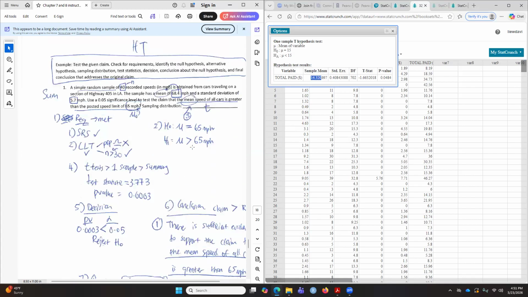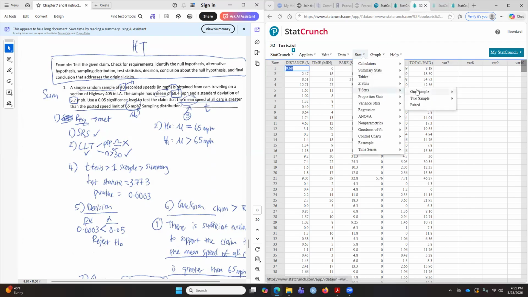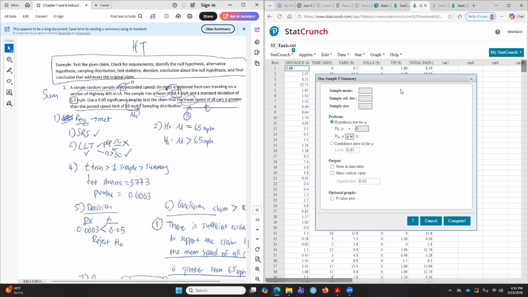What happens if the question provides you the sample mean, standard deviation, and sample size? Then you're not doing this. In this case you go to Stat, T Stats, 1 Sample with summary. You have to enter the mean and all the information. The claim statement says that the mean speed of cars is greater than 65 miles per hour. If you read this, the sample mean is 68.4 and the sample standard deviation is 5.7.